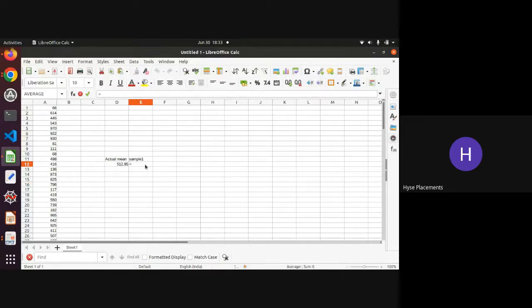Okay, so I'll consider the first 20. Let us take the average again. I'll calculate the first 20 values. Good. So I got sample 1. Now I'm going to take sample 2 with the next 20 values.